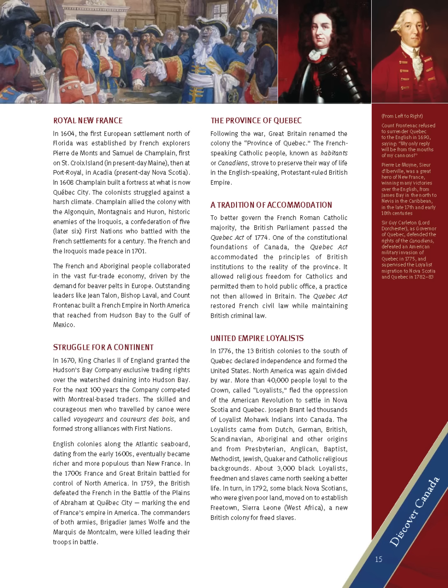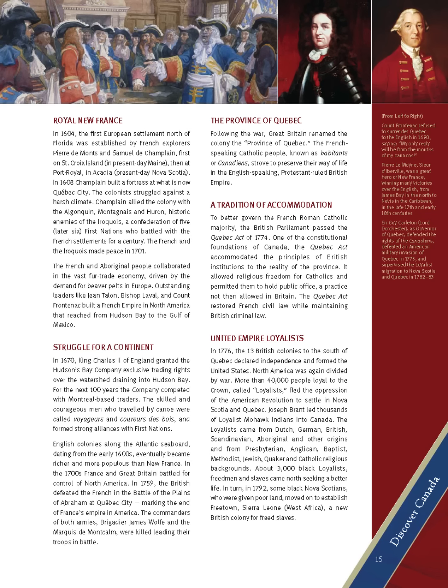To better govern the French Roman Catholic majority, the British Parliament passed the Quebec Act of 1774. One of the constitutional foundations of Canada, the Quebec Act accommodated the principles of British institutions to the reality of the province. It allowed religious freedom for Catholics and permitted them to hold public office, a practice not then allowed in Britain. The Quebec Act restored French civil law while maintaining British criminal law.